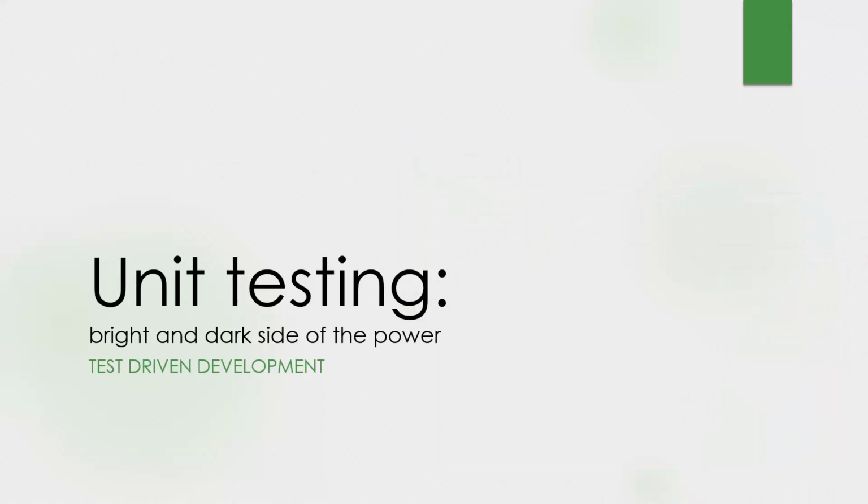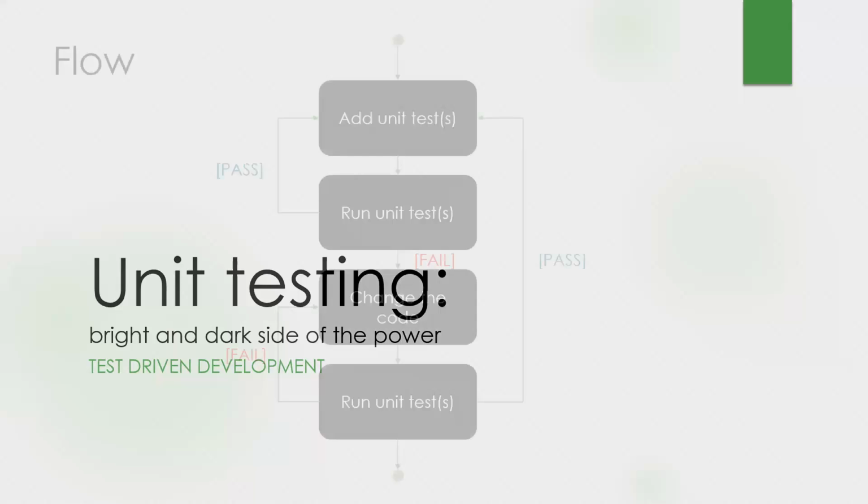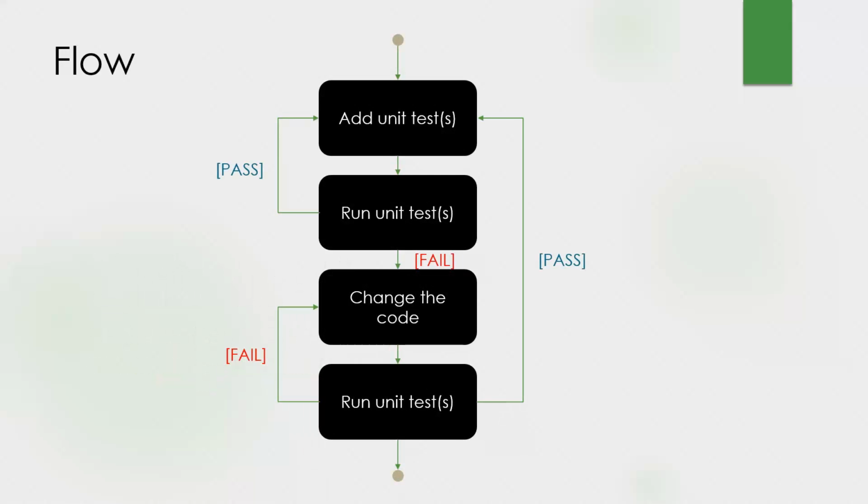So now that we've got the basic knowledge about unit testing and some information on how to write the unit test in the best way, we can also have a look at a technique that can make the writing of unit tests more efficient. It is called test-driven development. So let's have a look at how test-driven development works.